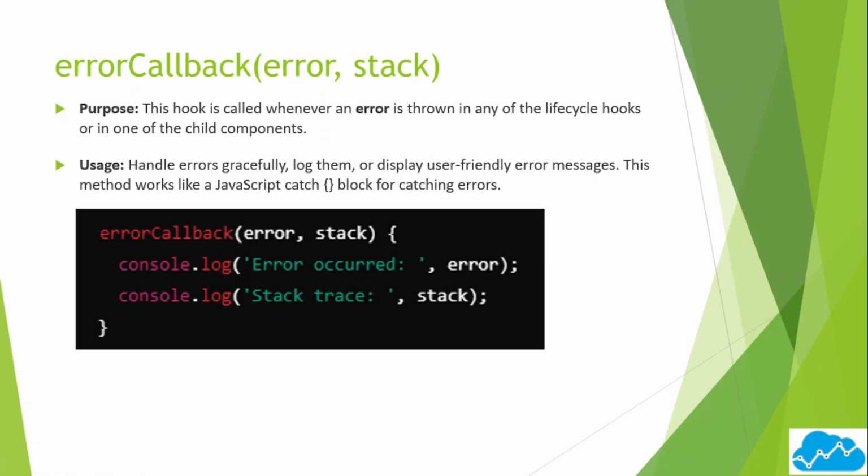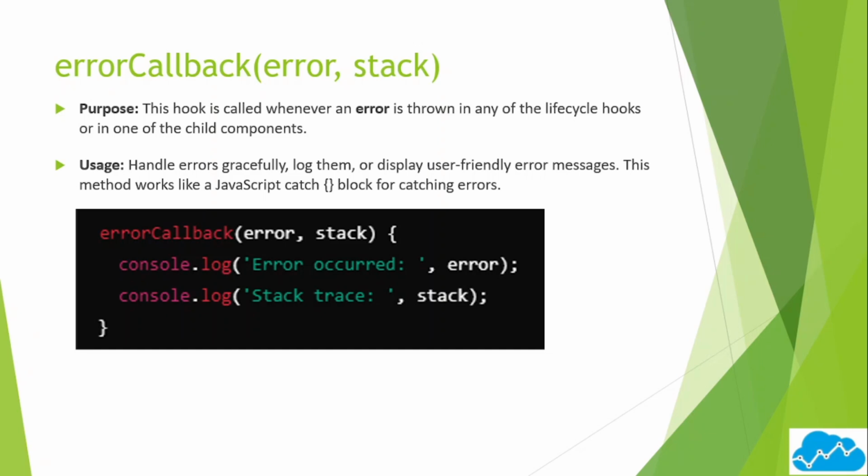Error callback, with error and stack. The purpose of this lifecycle hook is that it is called whenever an error is thrown in any of the lifecycle hooks or in one of the child components. So whenever we get an error, this errorCallback is called.